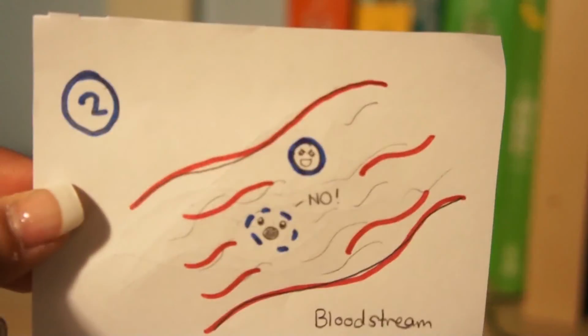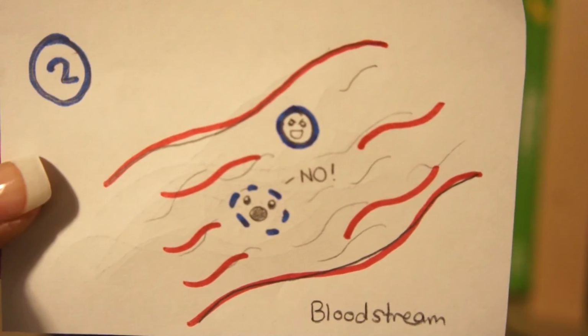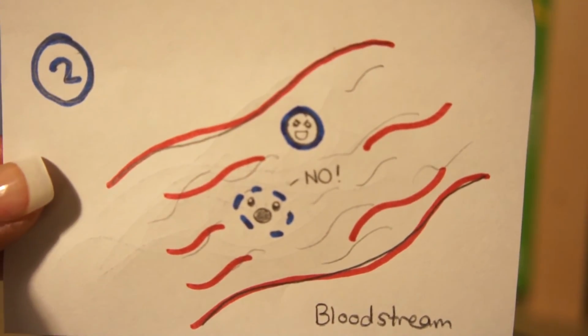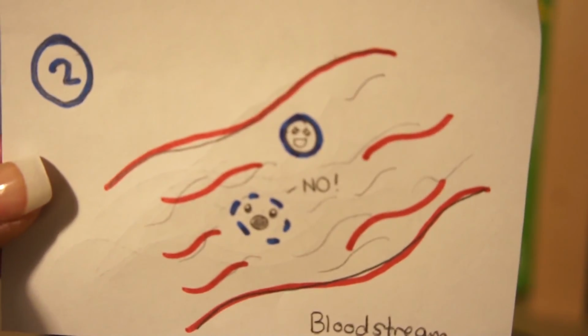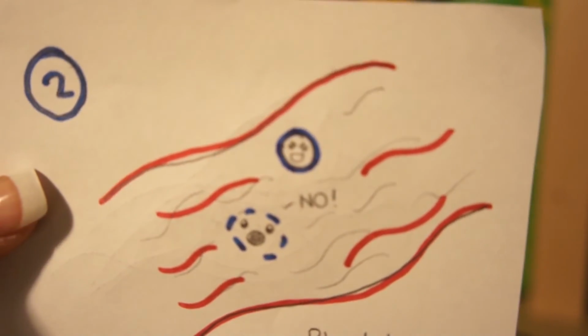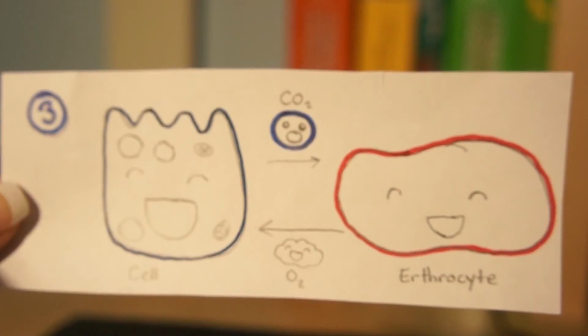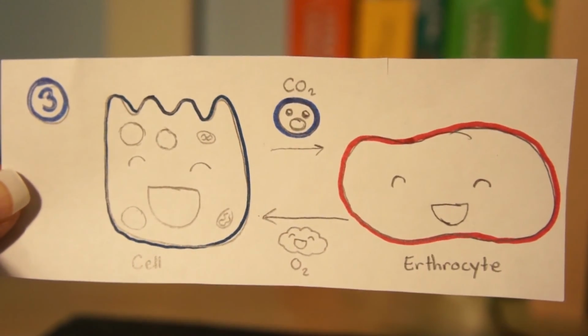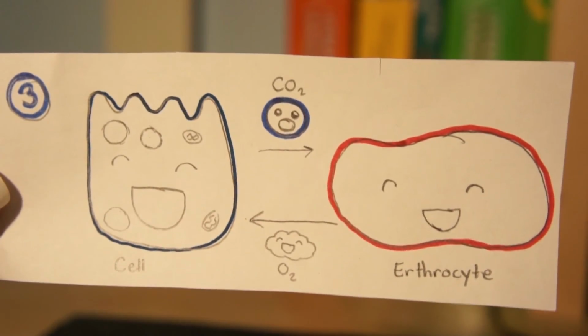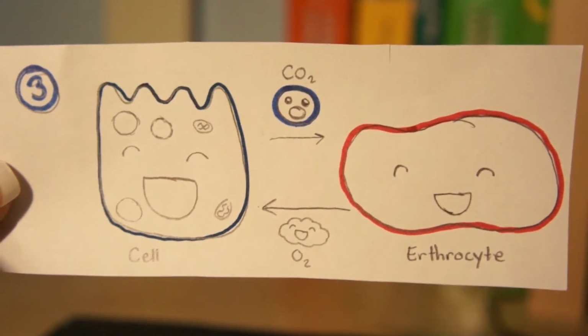Number 2, a very small fraction can get dissolved in blood plasma. This is so because CO2 dissolves poorly in water. And finally, a majority diffuses into an erythrocyte and is converted into carbonic acid.